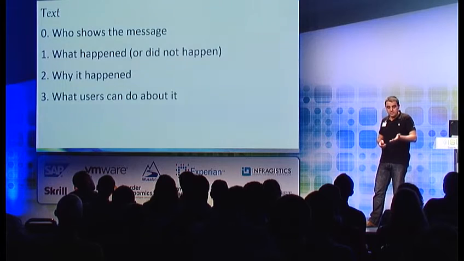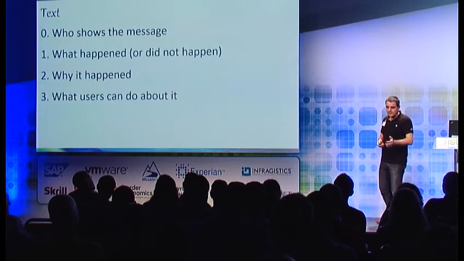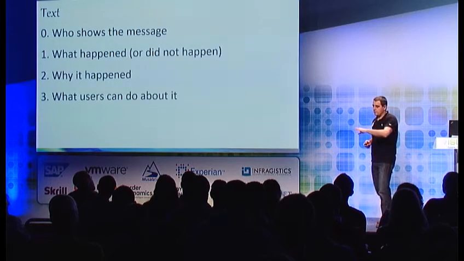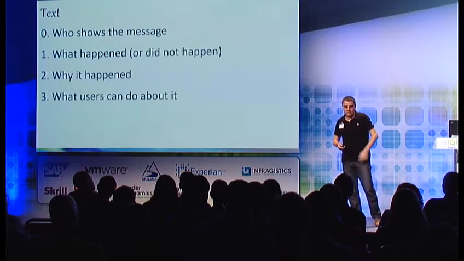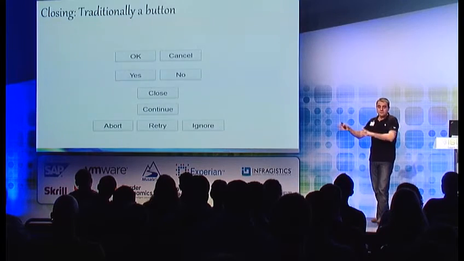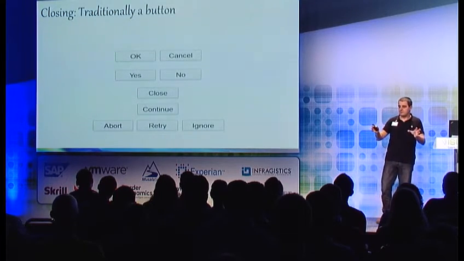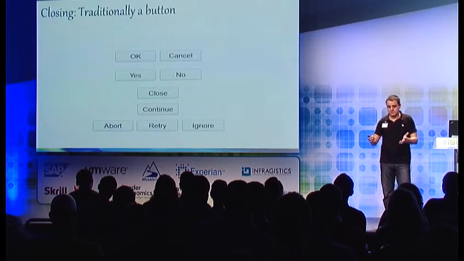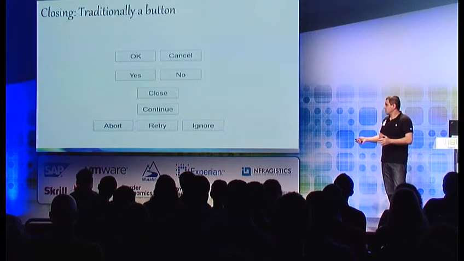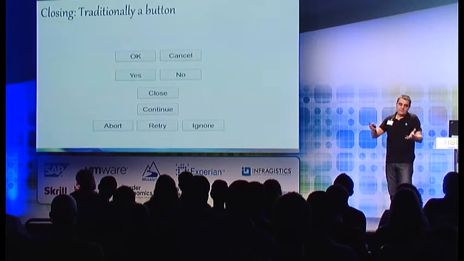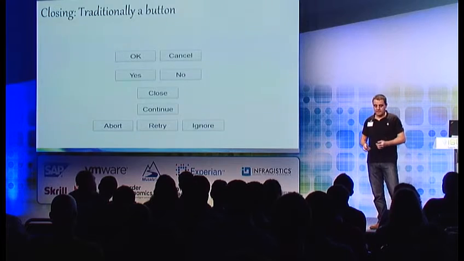So you have a sense of, I made this mistake, or I forgot that, or something. And then it should tell you what users can do, or what you can do about that. How you can avoid that in the future, or how you can solve it, or what additional information you have to provide, and so on. And there is some closing, usually a button, right? There are messages without closings. And this is just a list of some of the most popular closings. There are many other options.